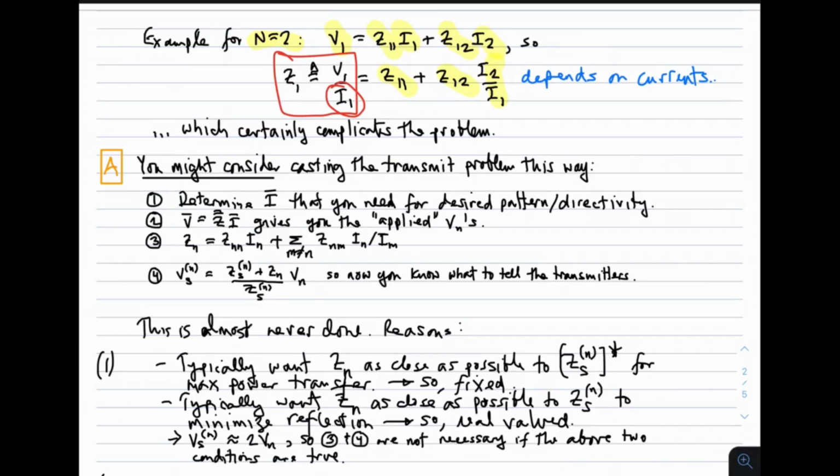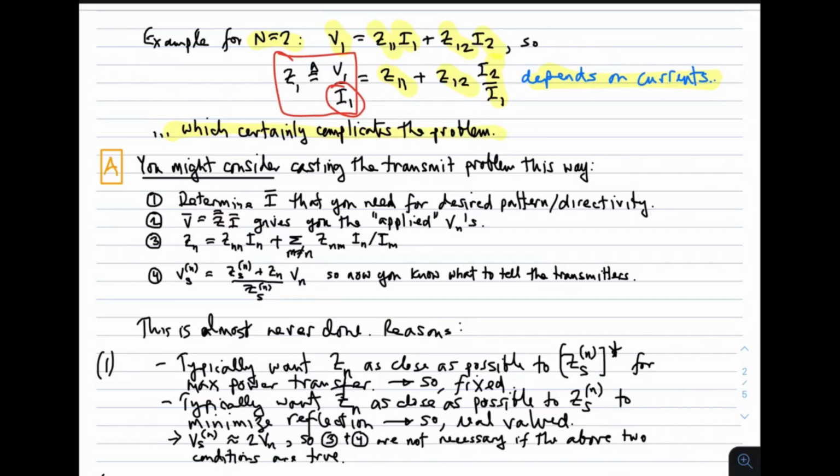So we see right away that this active impedance is not a conventional impedance, which is independent of the stimulus. Rather, the active impedance depends on the stimulus. It depends on the currents. So there's no way to write Z sub 1 which does not require knowledge of the currents on each one of the antenna terminals. So this certainly complicates the problem.